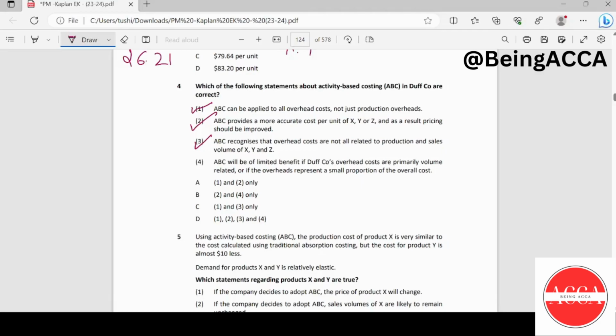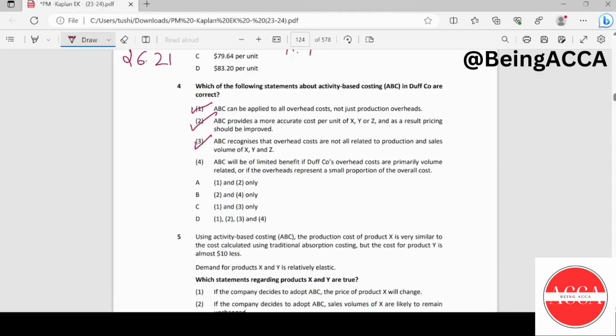ABC will be of limited benefit in Duff Company's overheads if the overheads are primarily volume related or if the overhead represents only a small proportion of the overall cost. Now, the important thing over here is to understand that if the overhead costs are mainly volume related, there will not be a lot of benefit because the traditional method also allocates them on the basis of volume. So if we have to use the basis of volume only because they are driven by volume, there will not be much benefit that will come out by using ABC.